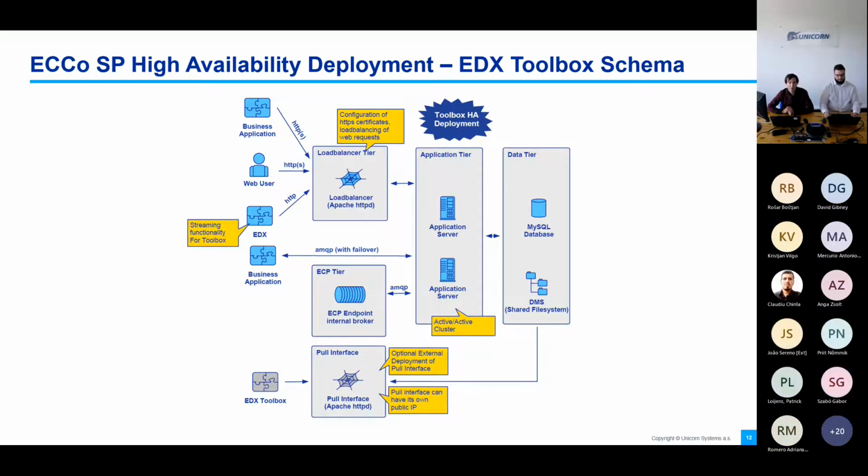Yeah, sure. Of course, it is possible. Very good point. It is possible to, for instance, have just two virtual machines where the ECCo ECPN plus EDX toolbox will be installed. And the point is that if there is some issue with the virtual machine, then you will switch to the second virtual machine. So if there are at least two virtual machines, then it should be fine. You just need a bit higher hardware resources, of course, if you have two components on the same server, but otherwise it is completely fine.